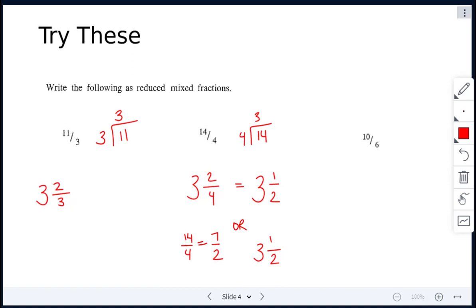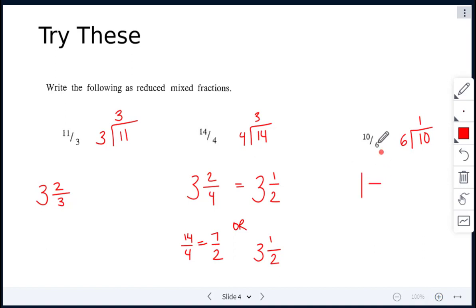All right, so our next question here, we have 10 over 6. So let's do the first method, which is just figuring out the mixed fraction and then reducing afterwards. So 10 over 6, which is the same thing as 10 being divided by 6. How many times does 6 go into 10 without going over? It would just be once. So that is our whole number. Our whole number is 1.